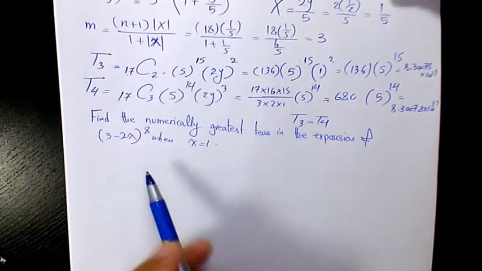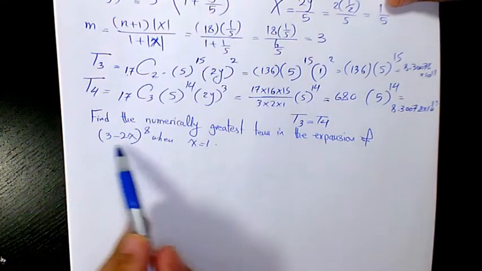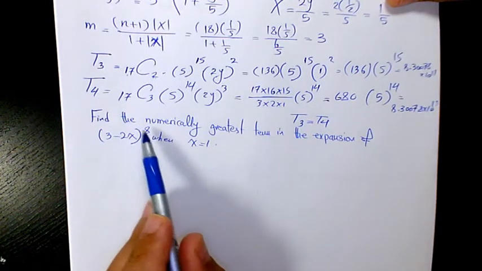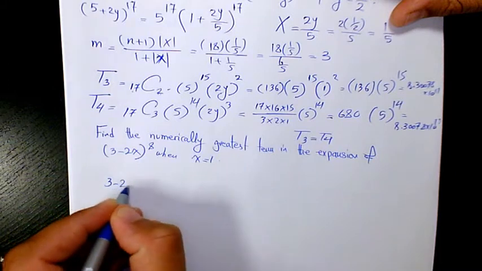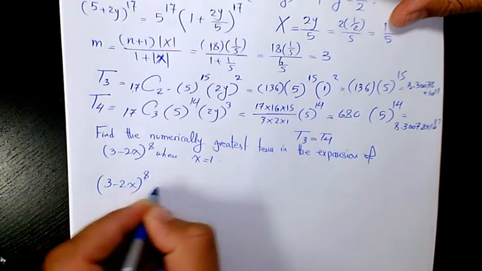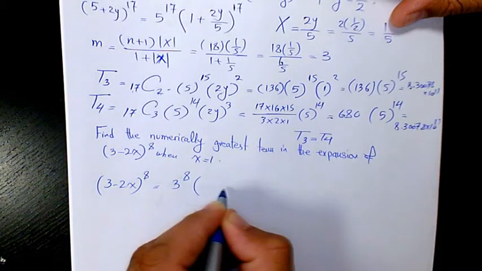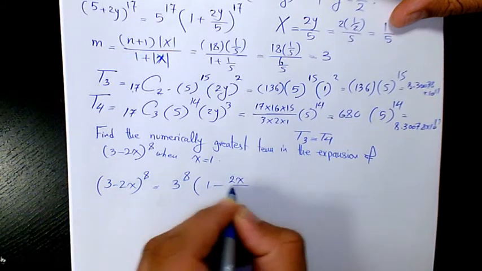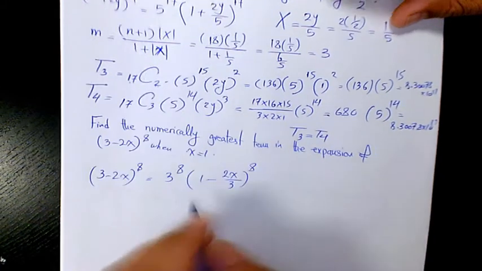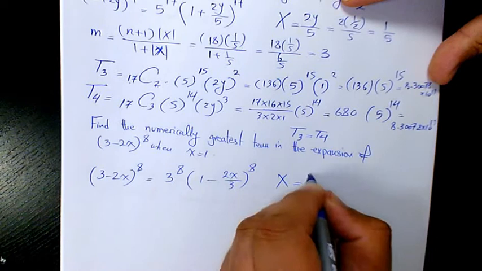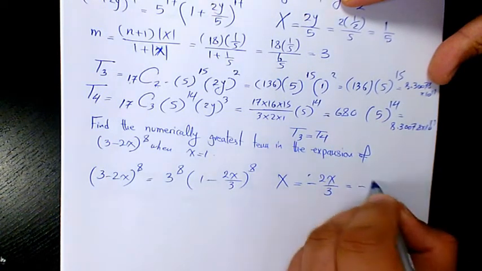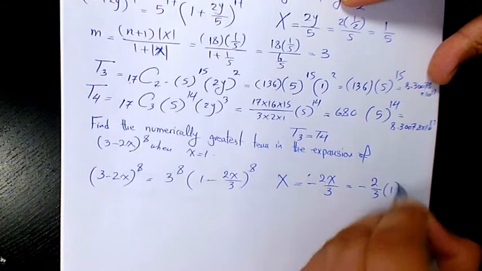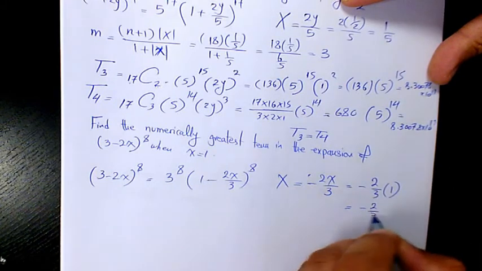So now next example, it says find the numerically greatest term in the expansion of 3 minus 2x to the power of 8 when x is 1. So 3 minus 2x to the power of 8. That's going to be 3 to the power of 8, times 1 minus 2x over 3 to the power of 8. So capital X is going to be negative 2x over 3. Negative 2 over 3, x is 1, is going to be negative 2 over 3.